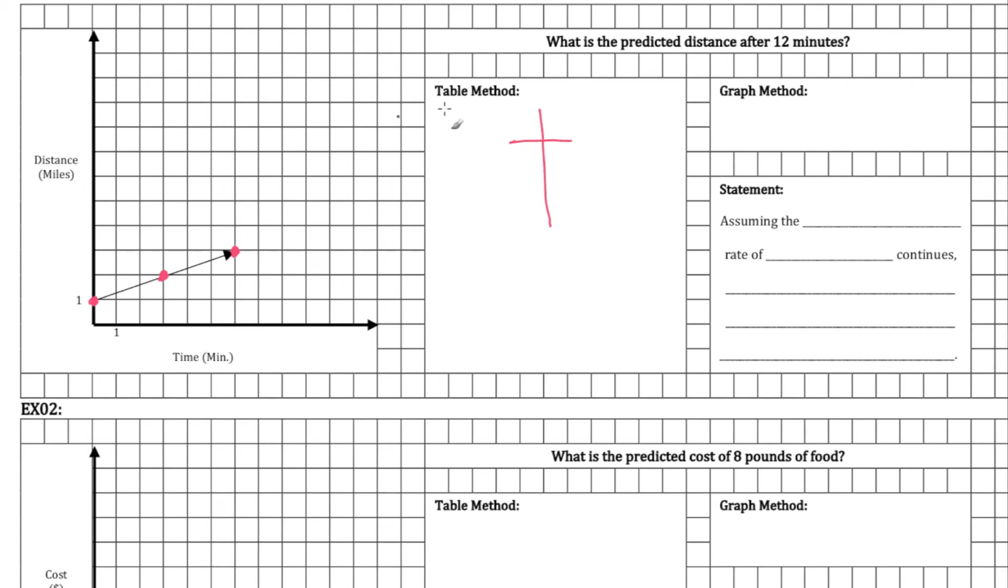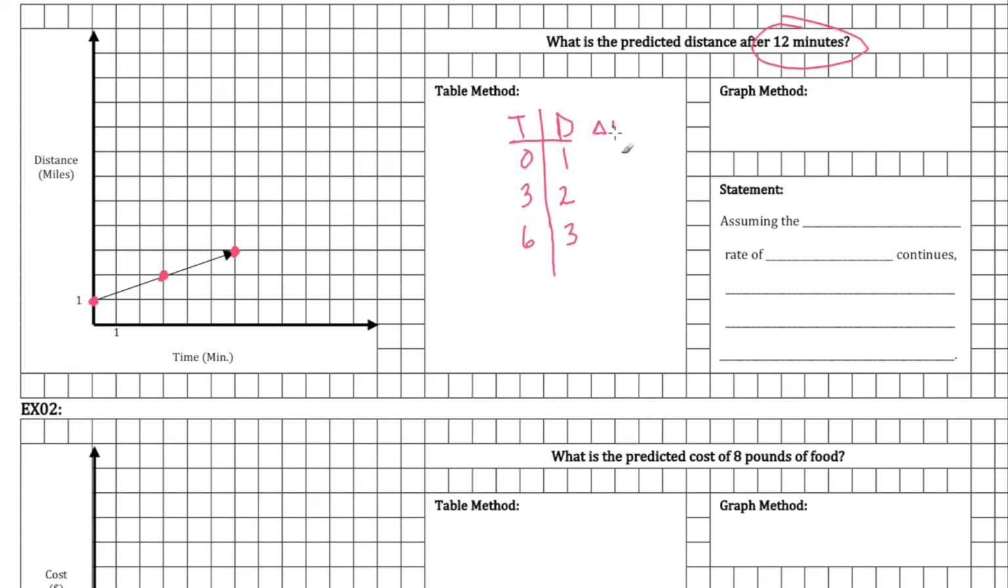The distance is the topic, so make sure you write distance, and that's the time. And so we have 0, 1. We have 3, 2. And we have 3, 4, 5, 6, 3. And we are trying to get to 12 minutes.